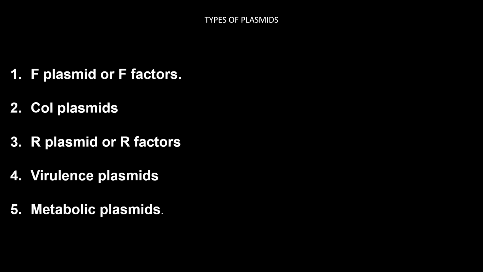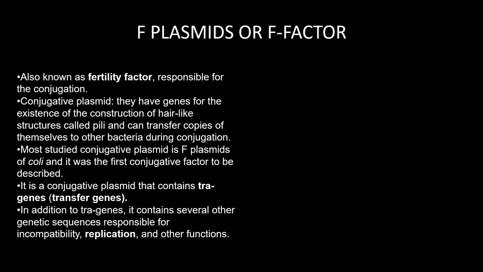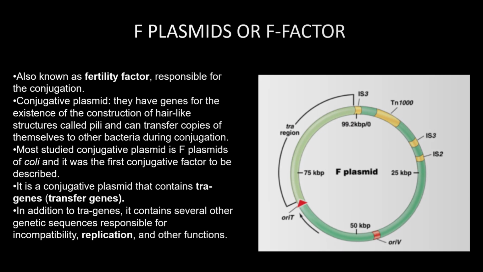Now, types of plasmids. The first one is the F plasmid or F factor, also known as the fertility factor, responsible for conjugation. It is a conjugative plasmid that contains transfer genes. In addition to transfer genes, it contains several other genetic sequences responsible for incompatibility, replication, and other functions.